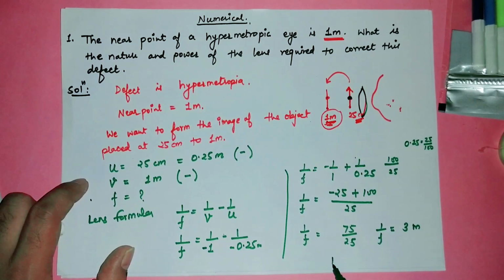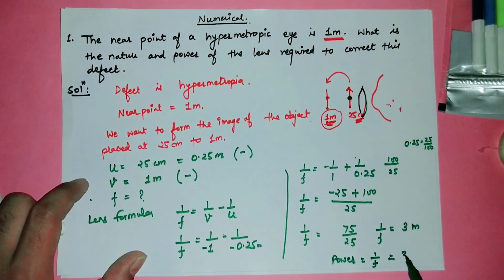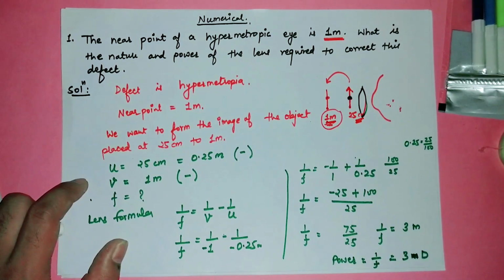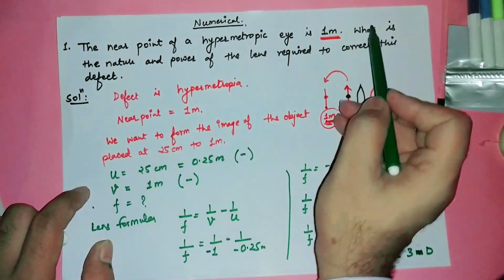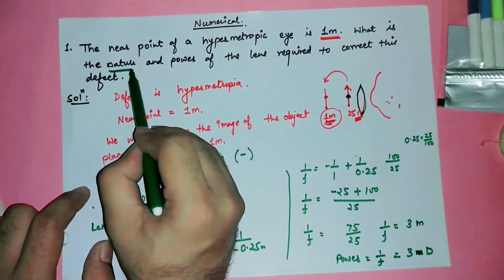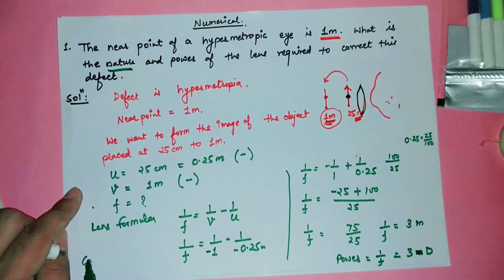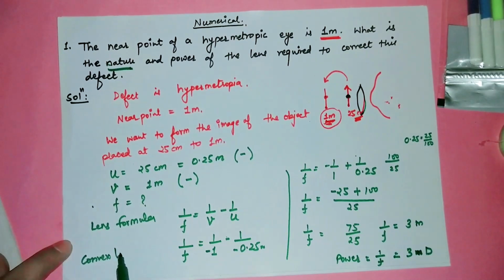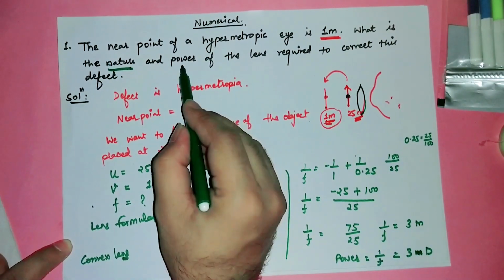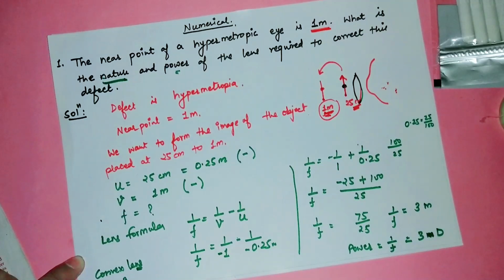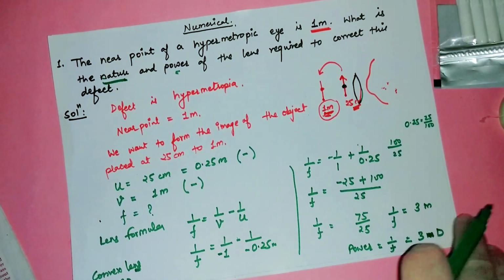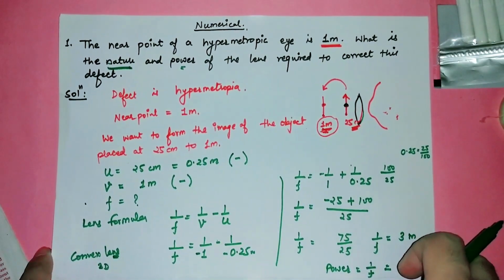We know that power is equals to 1 upon F, and 1 upon F is equals to 3 per meter. So power is equals to 3, or we can say power is always in diopter. Clear? So the answer of this question: what is the nature? Nature is convex lens. And what is the power? Power is 3 diopter. Clear? Okay, so this is the answer of this question.